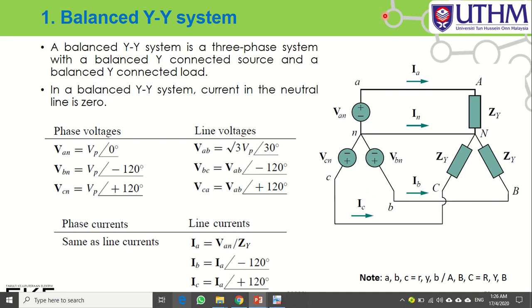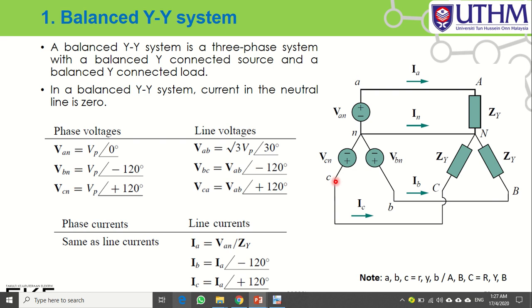So how about the notation? At the generator side, we use the small a, b, and c. Similarly to the phase voltage, we use Van, Vbn, and Vcn. At the load side, we use capital A, capital B and capital C. Similarly to the neutral, we use a capital N. ZY, and so on. This is a line current IA. IA at the source equal to IA at the load. Look at the figure. This is a neutral current, IB and IC. We have phase A, B, and C, similar to the phase R, Y, and B.